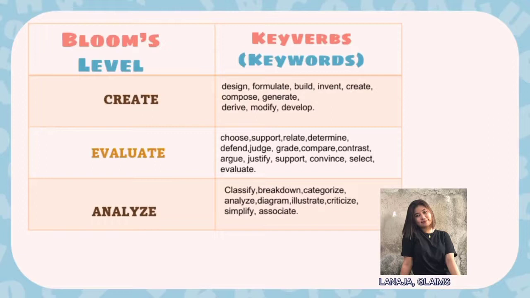The next level is to analyze. The key verbs are classify, break down, categorize, analyze, diagram, illustrate, criticize, simplify, and associate. For example, students will be able to analyze, like how to differentiate two things or memorizing the important part of their lesson.